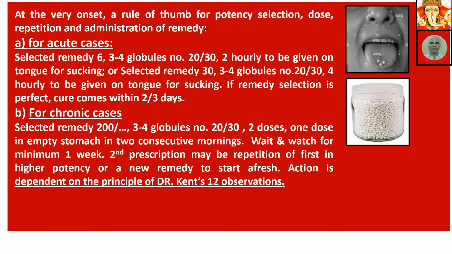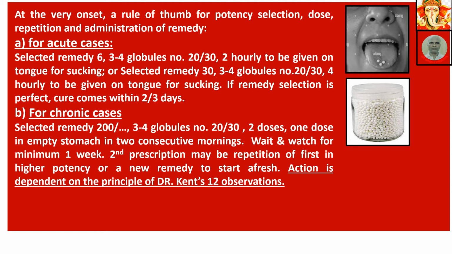Now we are going into the remedies details. At the very onset, a rule of thumb of potency selection, dose, repetition, administration of remedy. For acute cases, selected remedy potency 6, 3 to 4 globules, number 20 to 30, 2 hourly to be given on tongue for sucking. Or selected remedy 30, 3 to 4 globules, number 20, 30, 4 hourly to be given on tongue for sucking. If the remedy selection is perfect, cure comes within 2-3 days.